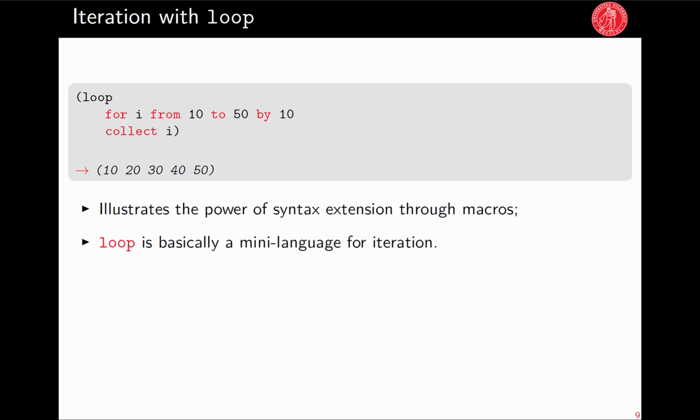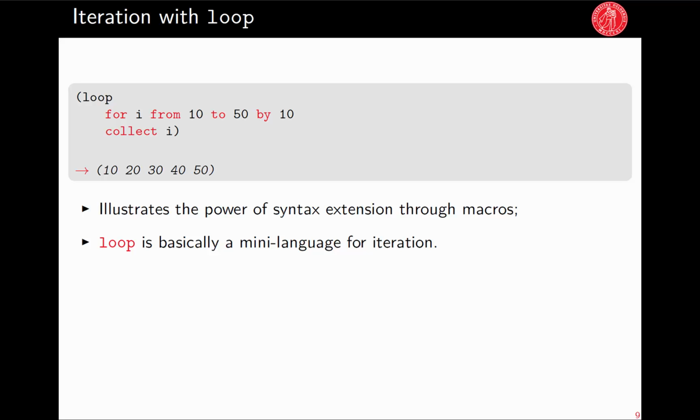So we could have had sum, for example, or minimize or maximize if you wanted to just look for the minimum or maximum value of something. We could have used append if you want to append together lists, and there are many other accumulators that we can insert here. But loop at least serves as a good example of this power of macros for extending the syntax of our language.